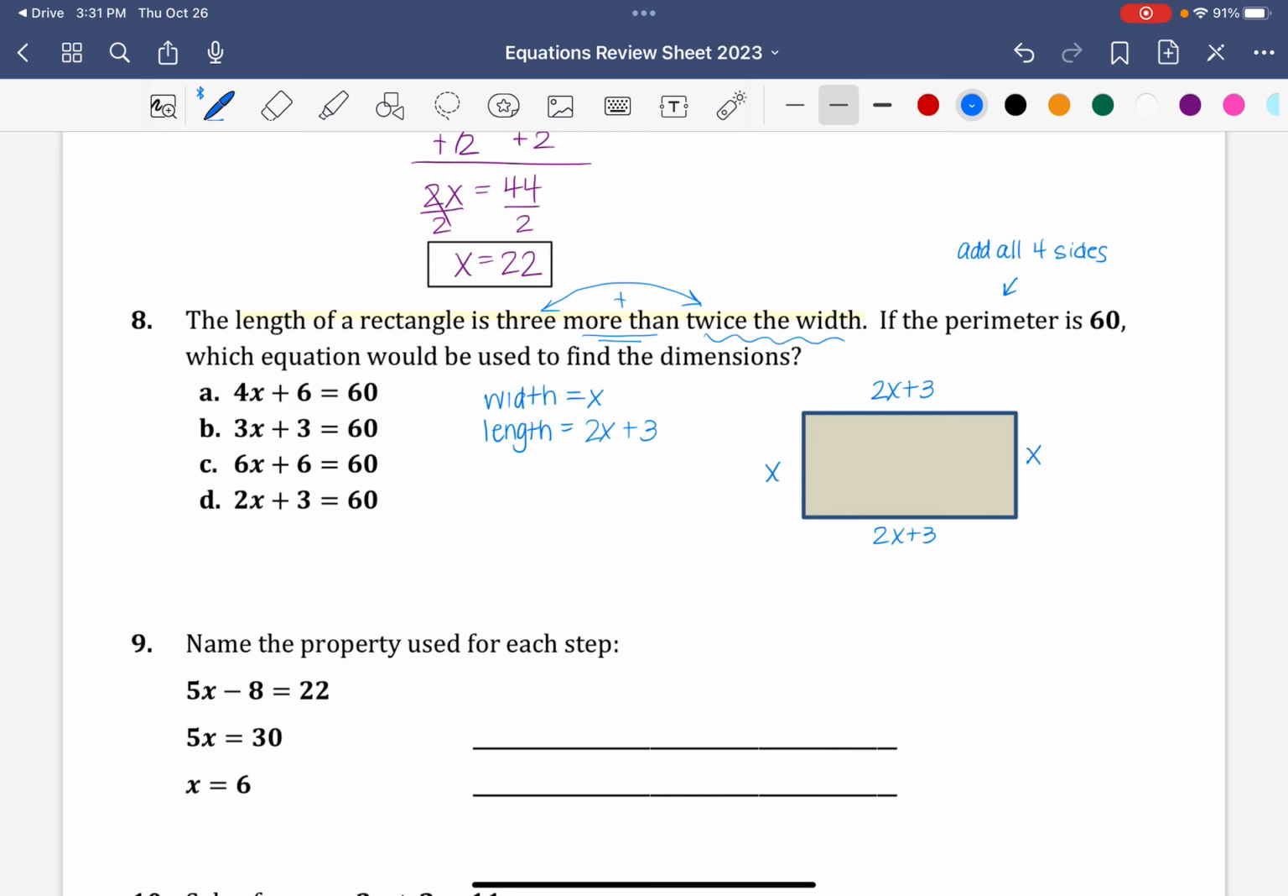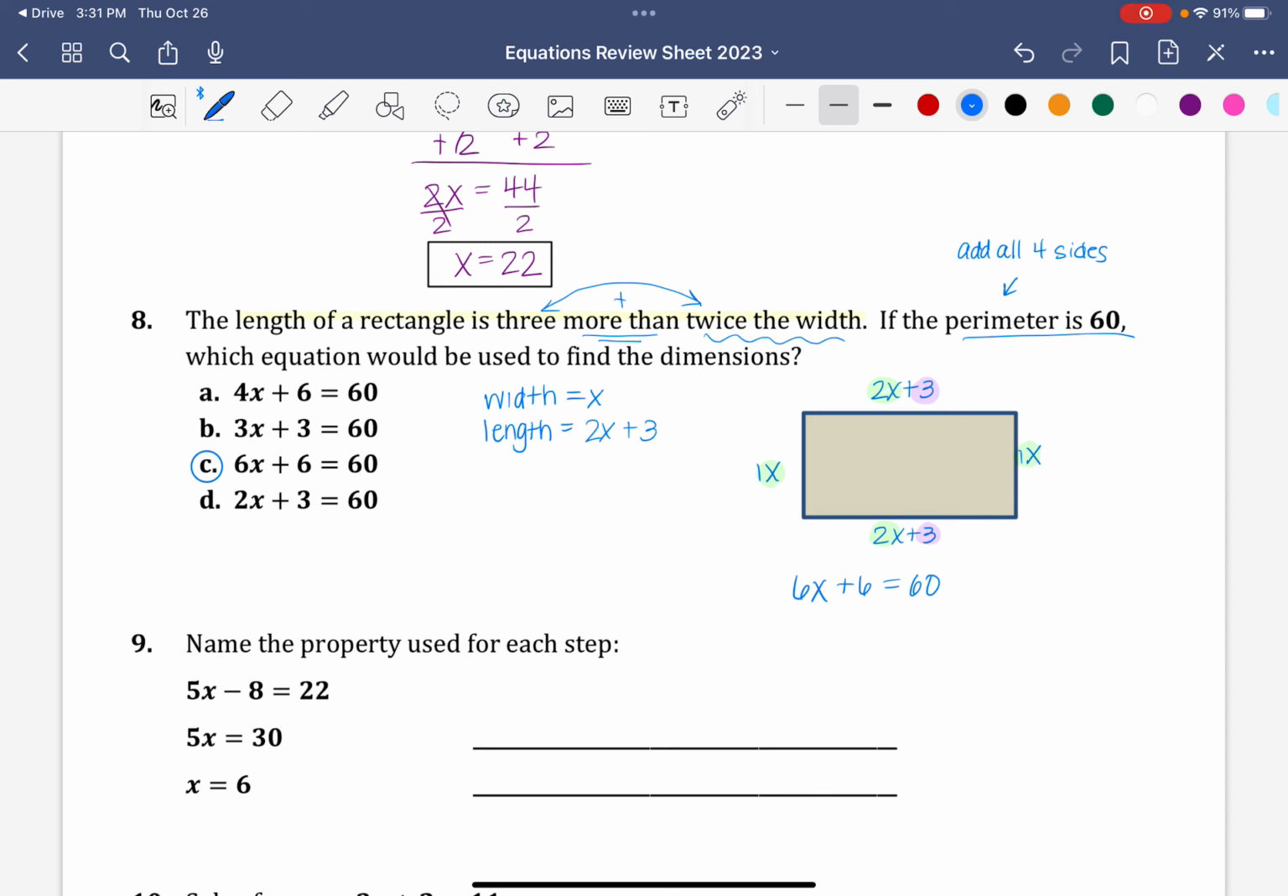So once I draw it all out, now when we go to combine our like terms, we're probably not going to forget anything. So if I add up all of my x's, I have 1x plus 2x plus 1x plus 2x. That's a total of 6 x's. So 6x. And then if I add my constants, I have 3 plus 3. So that's going to give me 6. And that should equal the perimeter, which they said was 60. So that would end up being choice C.